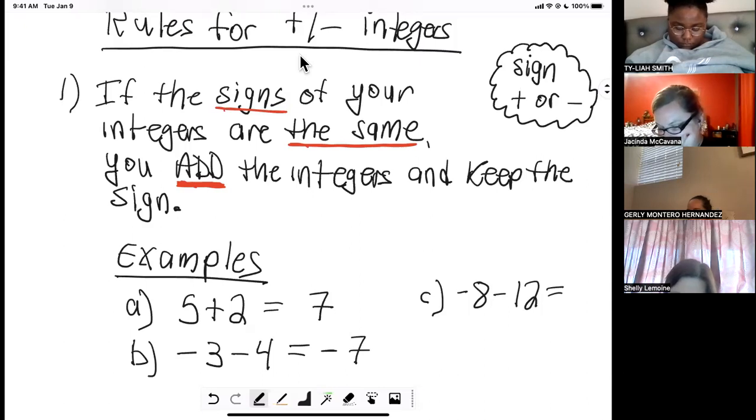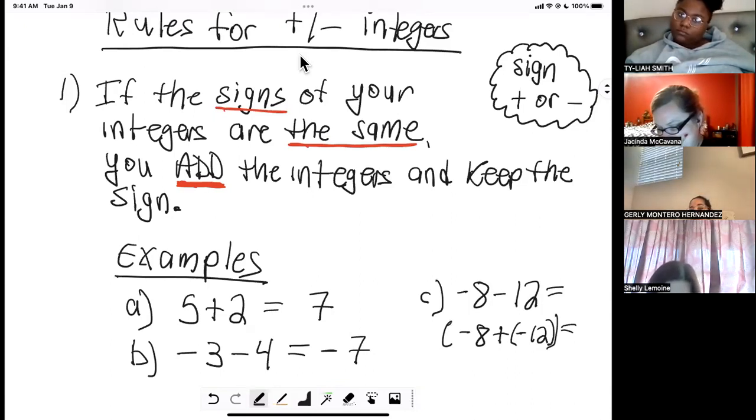-8 minus 12. I just want to write this underneath, just a reminder. This also could be written as -8 plus -12, because remember, a minus is a negative. You can think of it either way you want. Actually, I don't like those parentheses. Hold on. Let's take them out. Too much parentheses there.